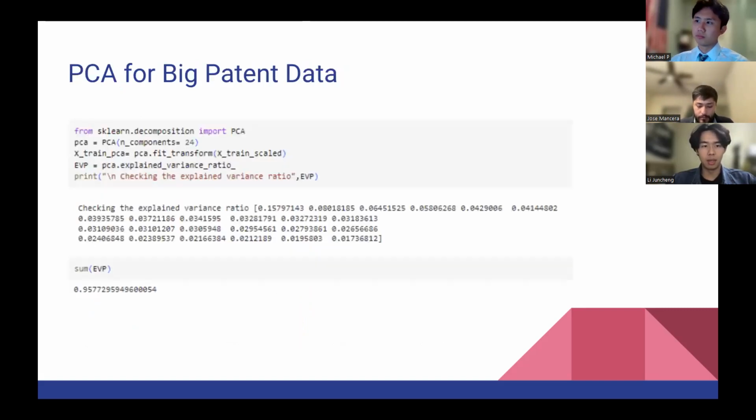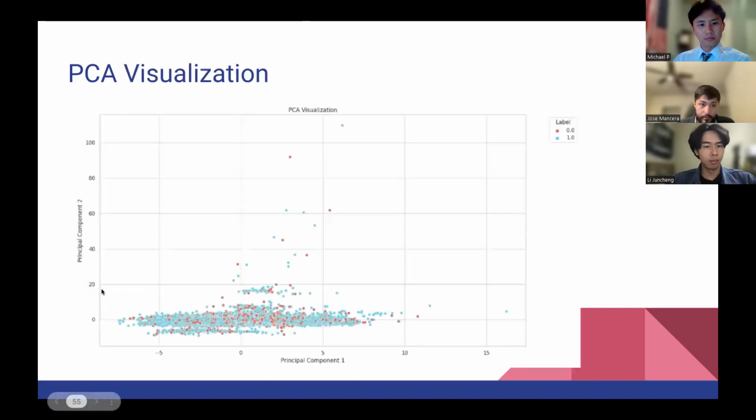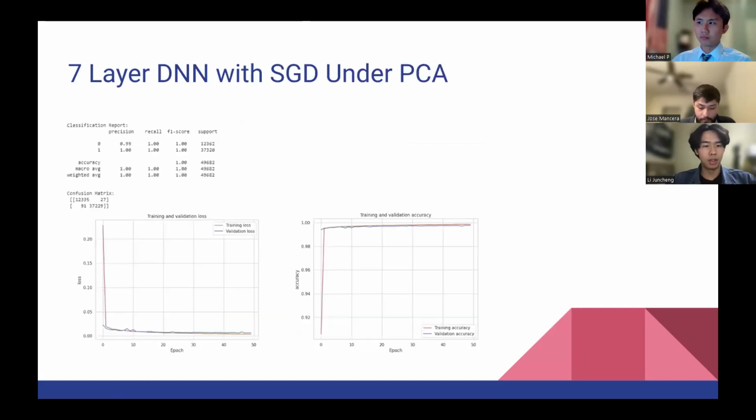And then we did PCA for the Big Pattern data. We chose n components of 24, which kept 95% of the explained variance. And here's a little PCA visualization for the Big Pattern data. And here are the results. We ran all those models with SGD and Adam under the PCA embedding, and the results are quite similar.